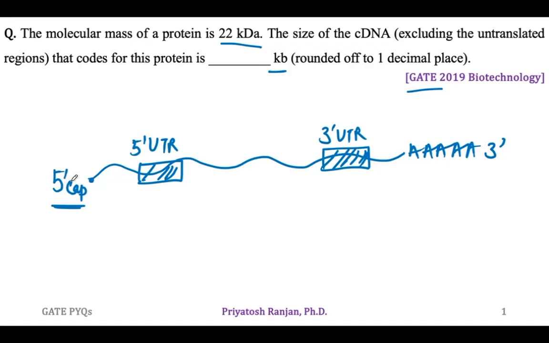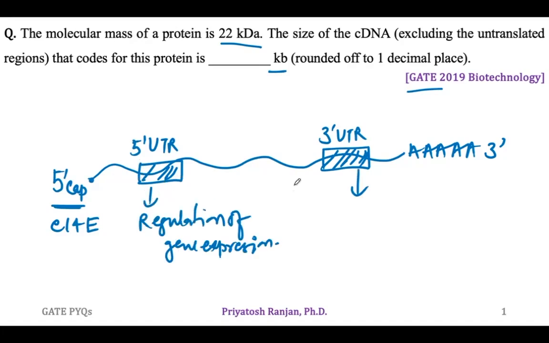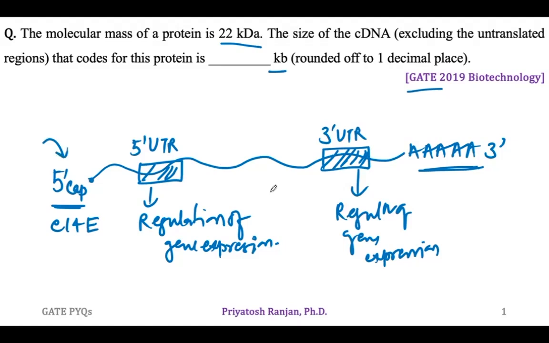The function of the 5' cap is to protect the mRNA from the nuclease. Also, it helps in the translation initiation. Remember, it is a binding site for the eukaryotic initiation factor 4E. The 5' UTR is the untranslated region and it helps in the regulation of gene expression. The function of the 3' UTR is the same, that it also helps in the regulation of gene expression. The role of the poly A tail is to protect the mRNA from nuclease digestion. Also, even the 5' cap protects the 5' end of the mRNA from nuclease digestion.